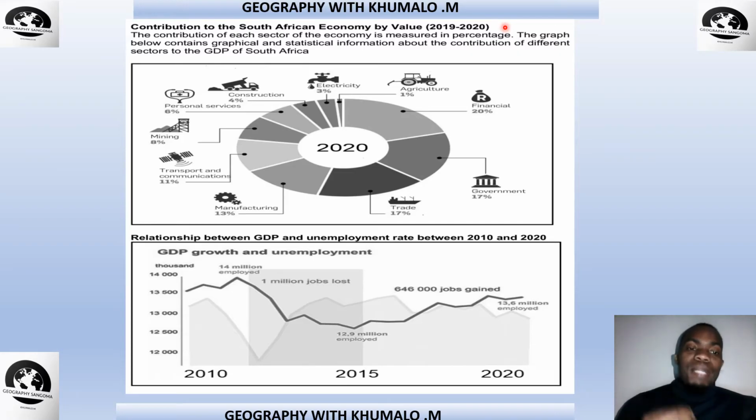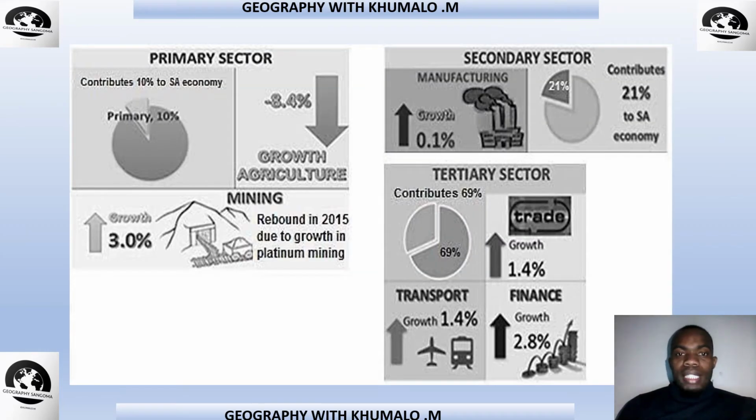So you must be able to interpret graphs, looking at the relationship between GDP and unemployment between 2010 to 2020. So you will have to look at things like that. Let me go to a clear picture.